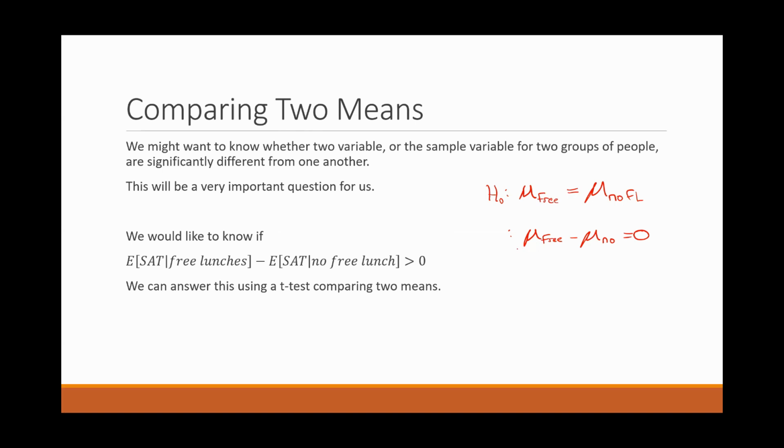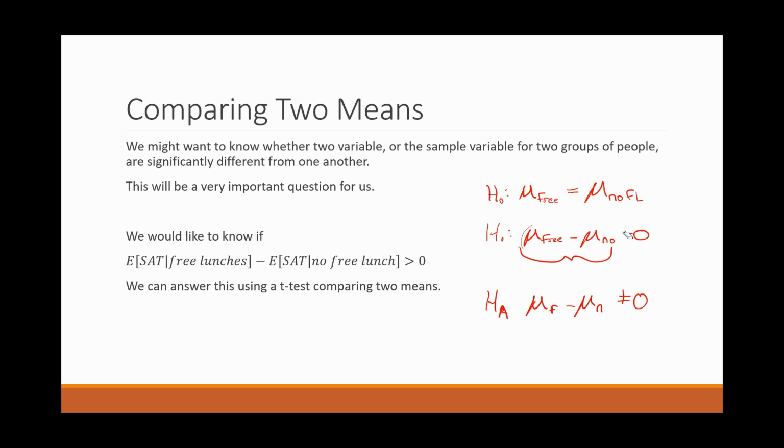And what we're doing here is we're actually comparing two groups. Instead of comparing the group with the free lunches to just a number, we're going to compare the two groups. We're going to compare the average test scores for the students that get the free lunch to the average test scores for the students that don't get the free lunch. And our null hypothesis is that there is no difference. So the null is that there is no difference. And the alternative would probably be that there is a difference. Free lunch, no free lunch, but there is a difference.